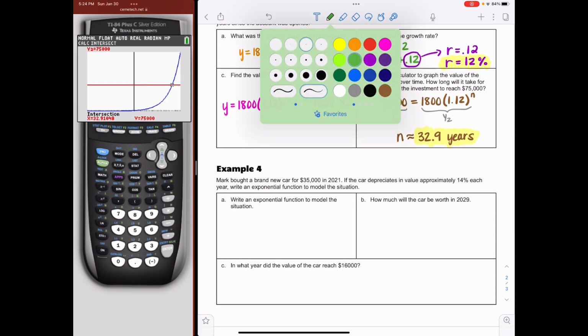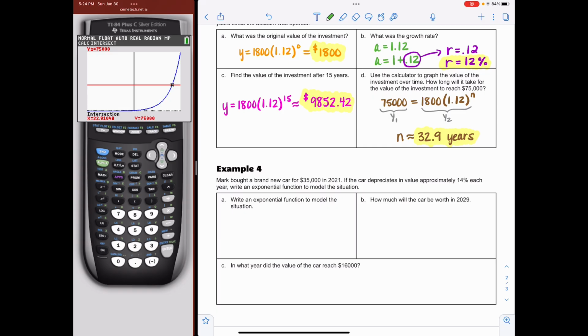Number 4 states, Mark bought a brand new car for $35,000 in 2021. If the car depreciates in value approximately 14% each year, write an exponential function to model the situation. So it tells us that he bought a brand new car for $35,000. So if I write an exponential function, I know I'm going to have it as y is equal to, he starts off with 35,000, and the car is going to depreciate in value approximately 14% each year.